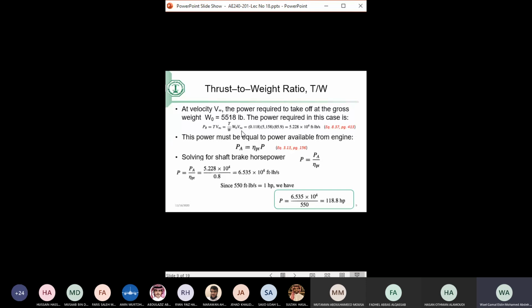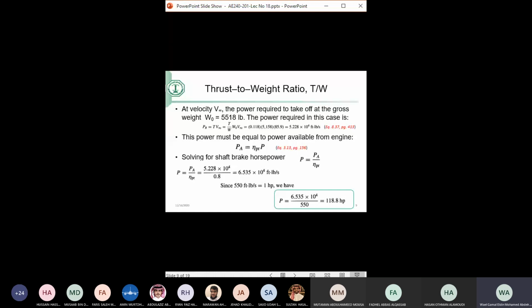So I will multiply the speed by the thrust, because T over W is 0.118 times the weight. This is the thrust, thrust times velocity is equal to the power required. So I need an engine that delivers to the air 5.22 times 10 to the power foot-pound per second. This is the unit of power in the British system. If you want it in horsepower, all you have to do is to convert it by dividing by 550, the conversion factor to horsepower. But as a last step before we do this, we will say this is the power that I need to make the aircraft take off.